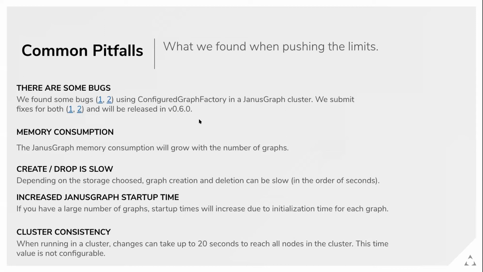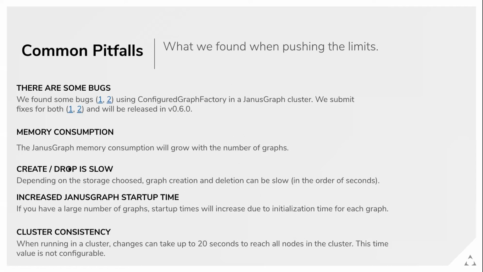We found some bugs, and if you are thinking of pushing this to production, there are probably other edge cases that are not covered. This was really battle tested on one node. The memory consumption can grow. I think this is because you basically have one JanusGraph per graph that you are creating. All the backend and storage layer is independent for each graph, so the memory consumption can grow quickly.